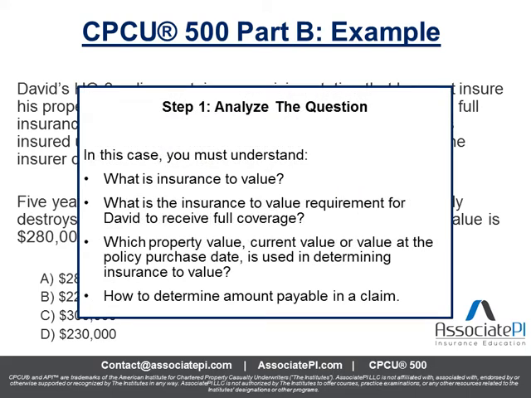So step 1, we want to just read the question and figure out what it is asking. Right off the bat, we know it's asking about insurance to value. We have to know what the insurance to value requirement is for David. We want to know which property value, either the current value of his home or the value when the policy was purchased, the insurer will use to determine insurance to value.